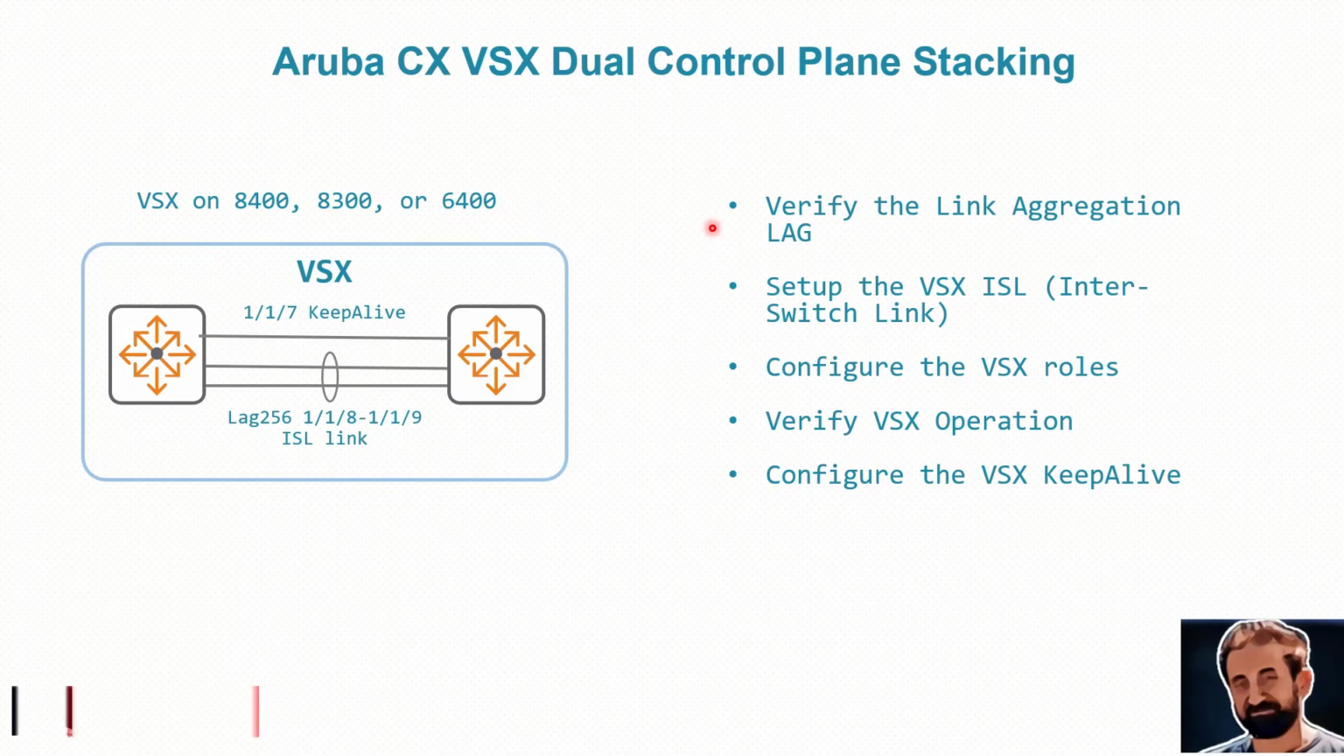In this short video, I will show you how to configure the VSX dual control plane stacking on the CX switches. We will initially verify the link aggregation that we have previously configured. We will look at how to set up the ISL link. Then we will look at how to configure the VSX roles, primary and secondary, in each one of these switches. And we will verify the operation, and lastly, do the VSX keepalive.